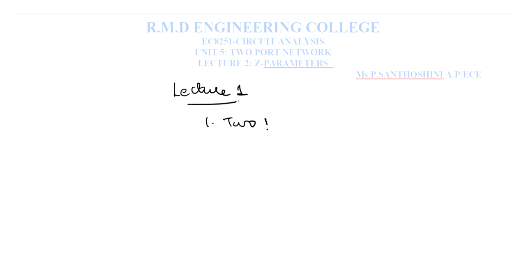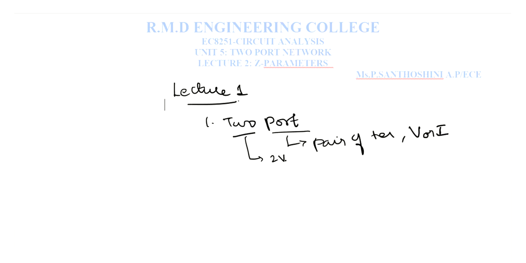Can you remember what the word port means? Port is nothing but a pair of terminals across which voltage or current can be connected. And a two-port has two voltages, V1 and V2, and two currents, I1 and I2.